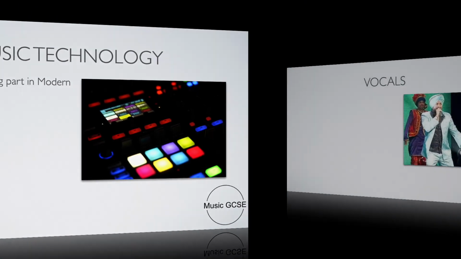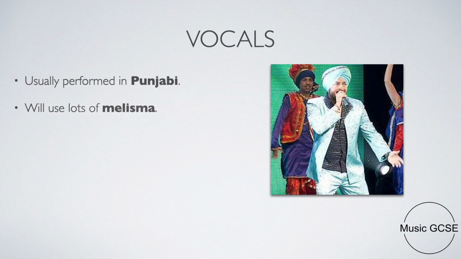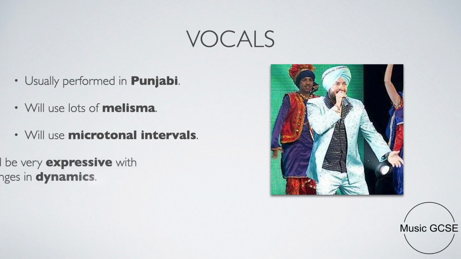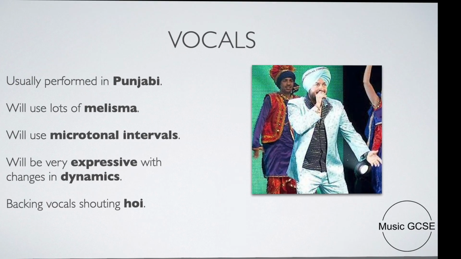Now let's take a look at the vocals in Bhangra music. Firstly, the vocals will usually be performed in Punjabi. There will be lots of melisma, which, like we've said in previous videos, is a vocal technique where we can stretch a word or a syllable out over multiple notes. The vocals will usually use microtonal intervals. They'll be very expressive with changes in dynamics, and Bhangra music will usually have backing vocals on the chorus, and that will usually give shouts of "hoi," just like the music in the background of this video.